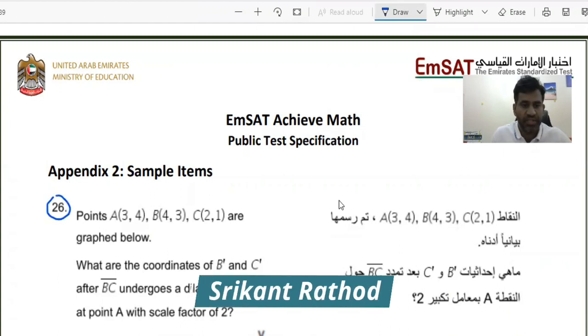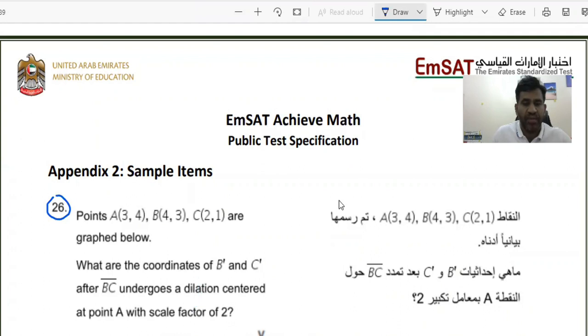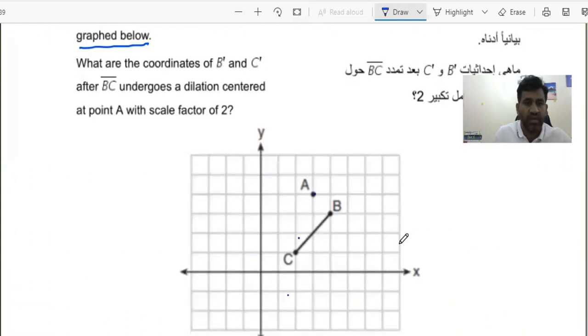Question number 26: points A is (3, 4), B is (4, 3) and C is (2, 1), graphed below. It's relevant with the graph. What are the coordinates of B' and C' after line segment BC undergoes a dilation centered at point A with the scale factor of 2?